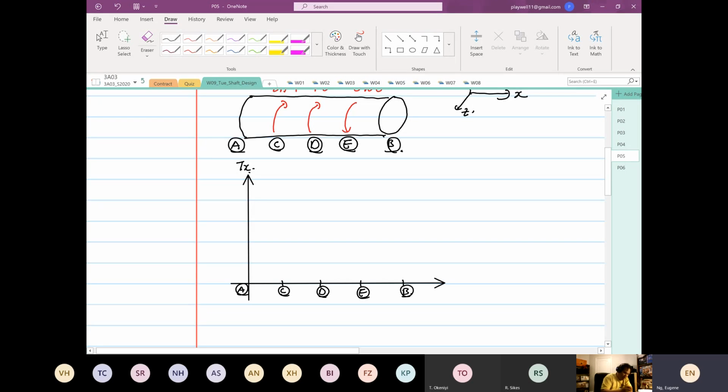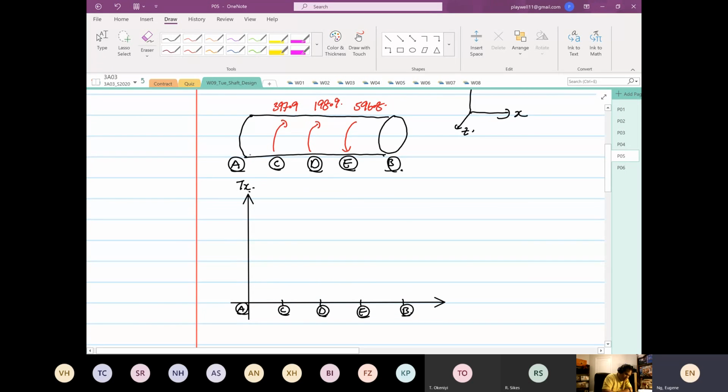From A to C we have nothing, so this is 0. C to D we have 397.9. So the height from here to here is 397.9. Then from C to D, it will flat line. Now at D it will be 198.9.